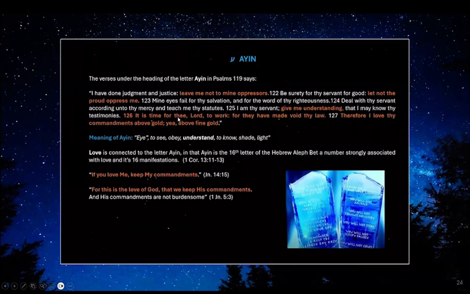It is time for thee, Yahuwah, to work, for they have made void thy law. Boy, does that ever apply, right? When Elohim's law is made void in the land, that is the time for him to work. And here you have it right under the letter Ayin, that this is what's going to be going on during the sign of Cancer that's represented by the letter Ayin. They have made void thy law. Therefore, I love thy commandments above gold, yea, above fine gold.